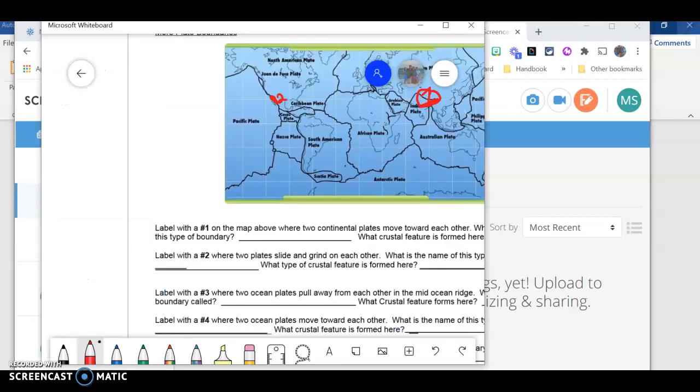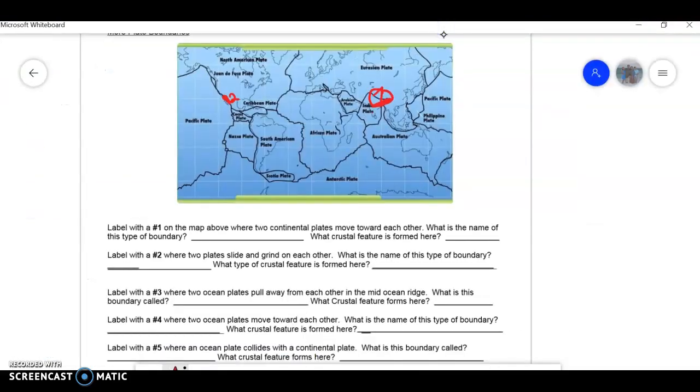Okay, we're going to try to finish this up now. So we had done number 2. The crustal feature is an earthquake and a St.